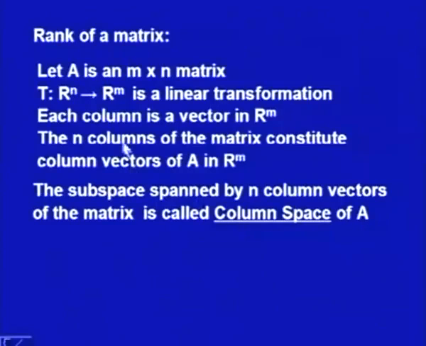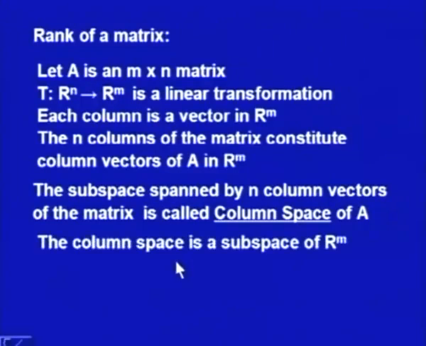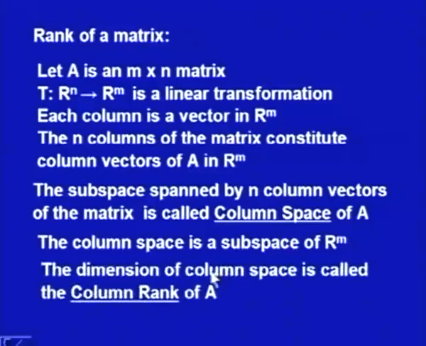We have proved that if A represents the matrix of a linear transformation, then that will be a vector space. So, we call that vector space the column space. The subspace spanned by the n column vectors of the matrix is called the column space of A. The column space is a subspace of Rm, this we have already established. The dimension of the column space is called the column rank of A. So, the number of linearly independent column vectors is the column rank of A.